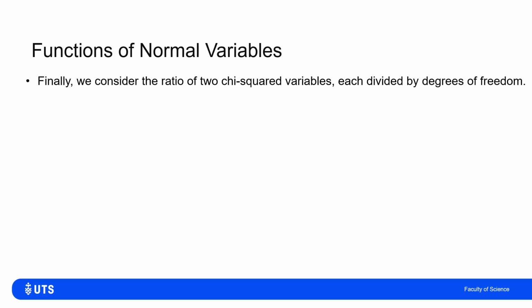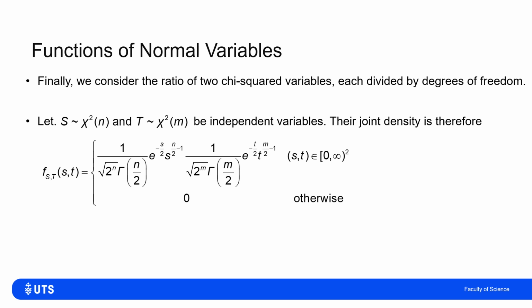Well, if you've been working through all the videos for this week, I can say finally, we consider the ratio of two chi-squared variables, each divided by their own degrees of freedom. And again, a bit like where we derived the distribution of a chi-squared variable, and derived the distribution of a t variable, it might seem a bit weird as to why we might be interested in this. But let's go on our intrepid adventure anyway.